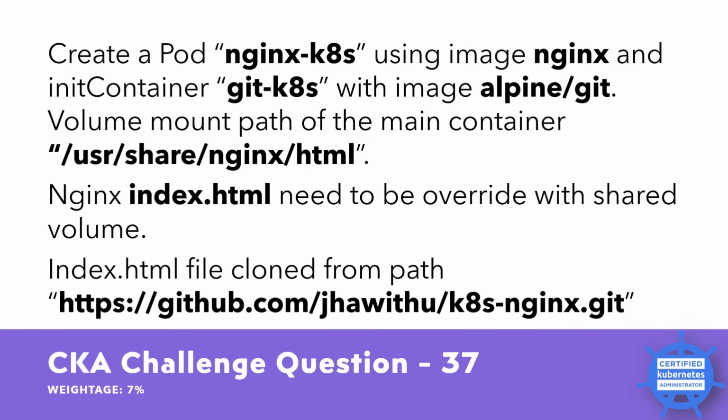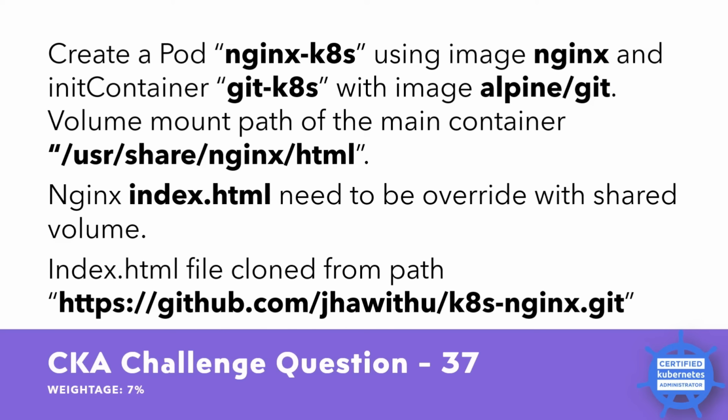CKA Challenge Question 37. This question has the weightage of 7%. Create a pod nginx-k8s using image nginx and init container git-k8s with image alpine/git. Volume mount path of the main container: /usr/share/nginx/html. Nginx index.html needs to be overridden with the shared volume. The index.html file is cloned from the below path.